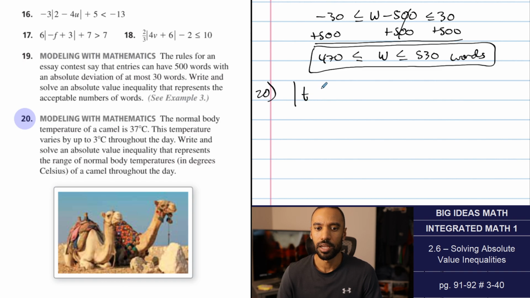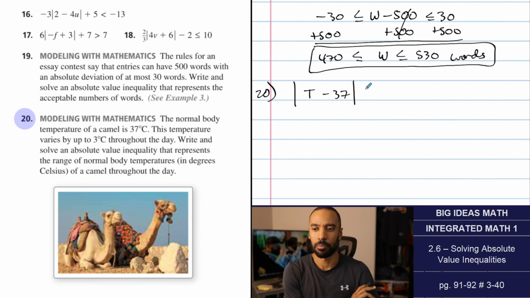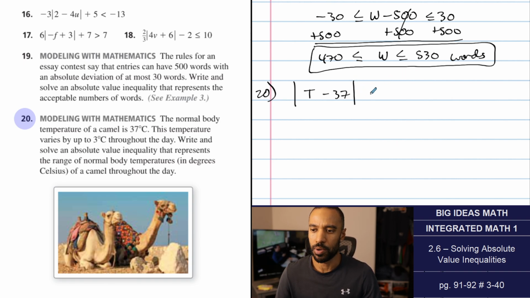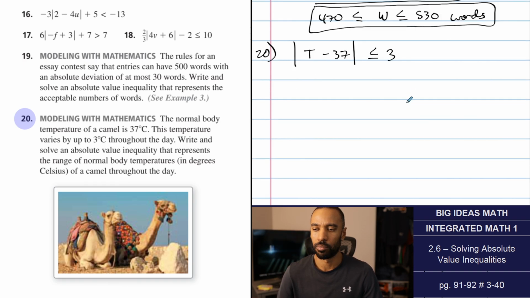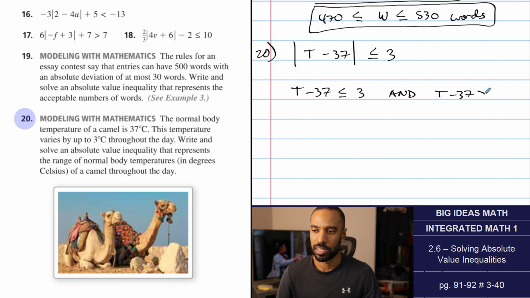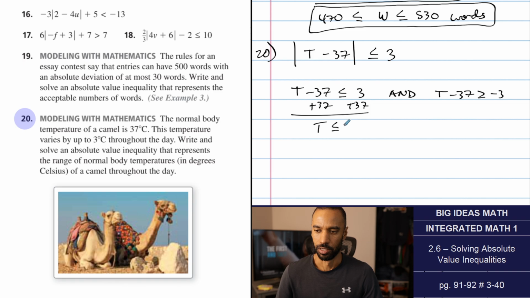A camel's temperature, I'll put T. Well, lowercase t is normally time. Let's do uppercase T for temperature. I could also do x. Subtract the 37. The difference between the camel's temperature and that 37 can only be within 3 degrees Celsius of the norm, at least for our setup. So same thing as before. This time we'll say the and scenario. Less than or equal to 3 and yet greater than or equal to negative 3. Again, the difference between the temperature and that standard one. Add 37. This is where it says less than or equal to 40 degrees Celsius.